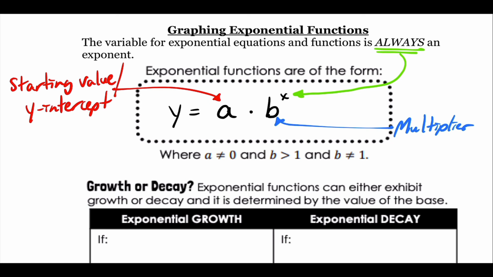Okay, so exponential equations. Exponential equations have 3 parts. Another name for A is called the starting value, where you start, or y-intercept. Okay? The starting value or the y-intercept. So if we need to know the y-intercept, we look at A. B is called the multiplier because that's the thing being multiplied, right? X is the variable, right?